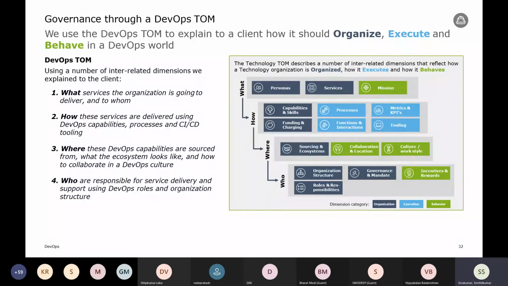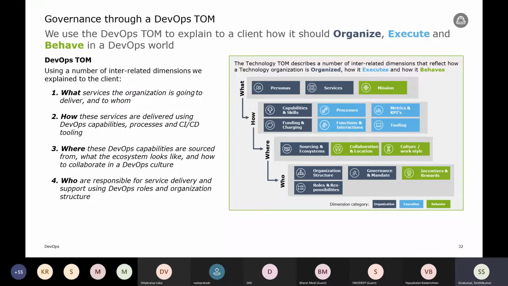And the DevOps target operating model consists of what, how, where, and who. This is also a repetitive model, a different way of governance in IT structure, like 5W1H is one method to follow. So what means person and what service, what is the mission? How means capacity skills, funding and charging, process and functional integrations, metrics and KPIs and tooling. Where in the sense source of ecosystem or collaborative, locations and cultural work style. Who is directly indirectly the organization structure, roles and responsibility, governance maintenance, or incentive rewards.